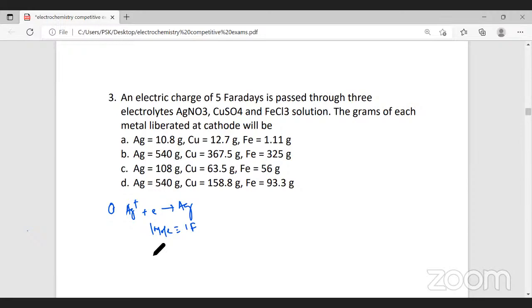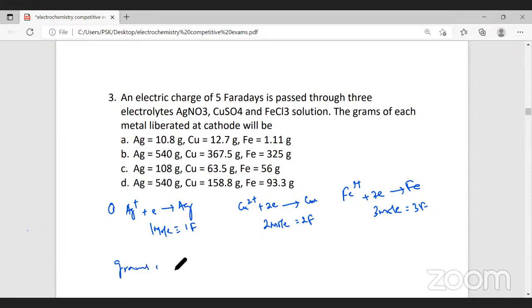In case of copper, Cu2 plus accepts 2 moles of electron to give copper. That means 2 moles of electron is 2 Faraday current. Likewise, Fe3 plus will accept 3 moles of electron and reduce to Fe. So 3 moles of electrons here, that is 3 Faraday current. Now they're asking what's the grams of each metal liberated.